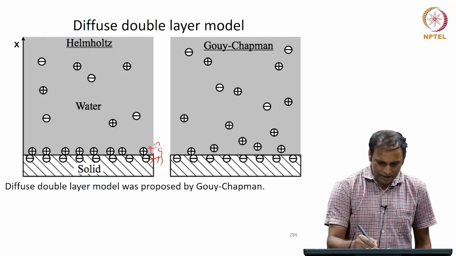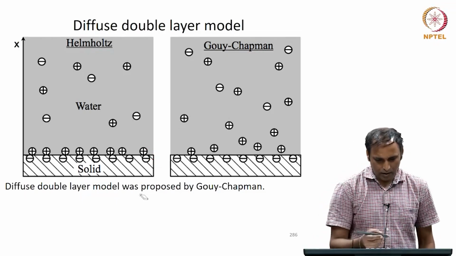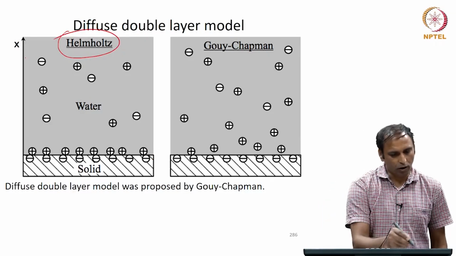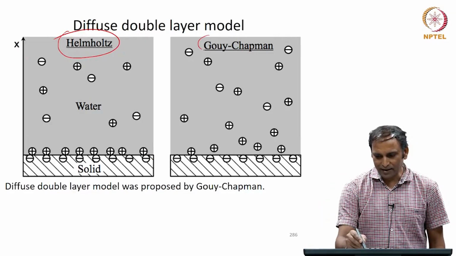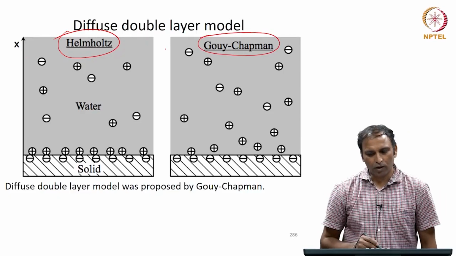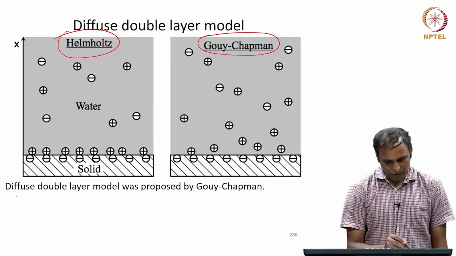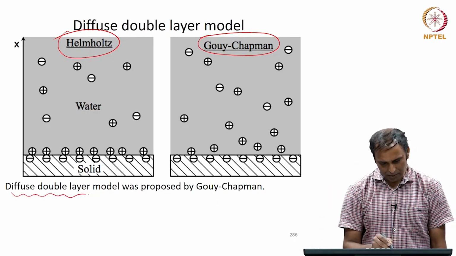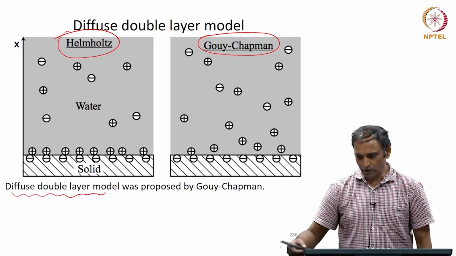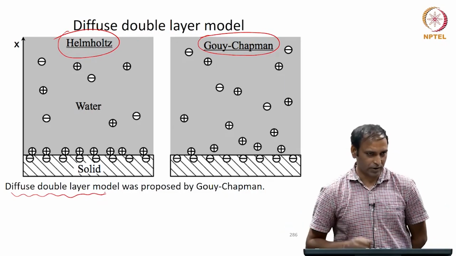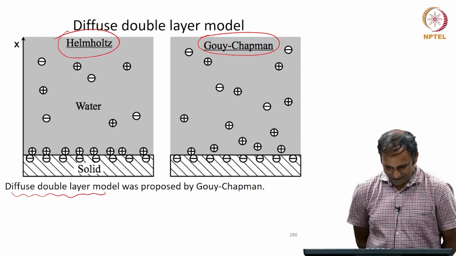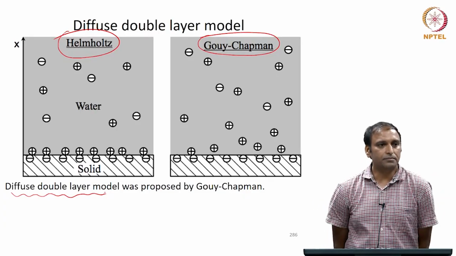So, what you are looking at is a Helmholtz model, and the second one is a model proposed by Gouy and Chapman, which is called a diffuse double layer model. Okay. Can you look at and tell me what is the difference between the picture on the left and the right?